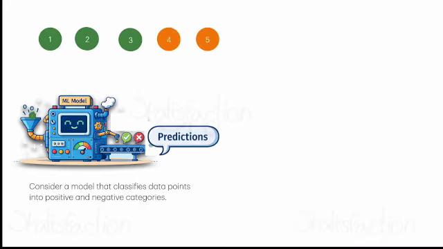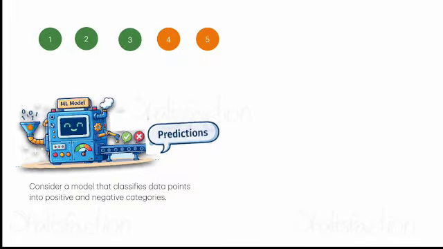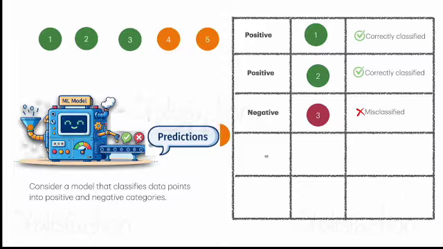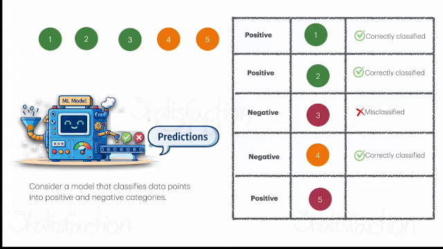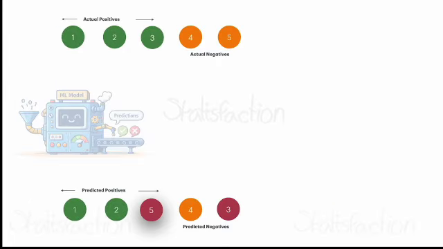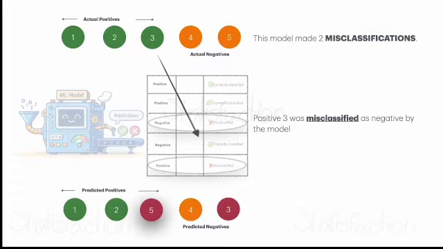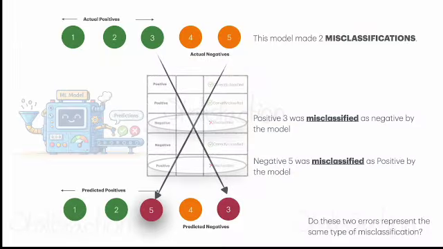Consider we have a model that classifies inputs as positive if they are green and negative if not. In this example, the model takes 5 inputs where the first 3 are positive and the last 2 are negative. The model classifies the first 2 as positive, the next 2 as negative, and the last input as positive. The model made 2 misclassifications. Input 3 was misclassified as negative when it was actually positive, and input 5 was misclassified as positive when it was actually negative. Do these 2 errors represent the same type of misclassification?